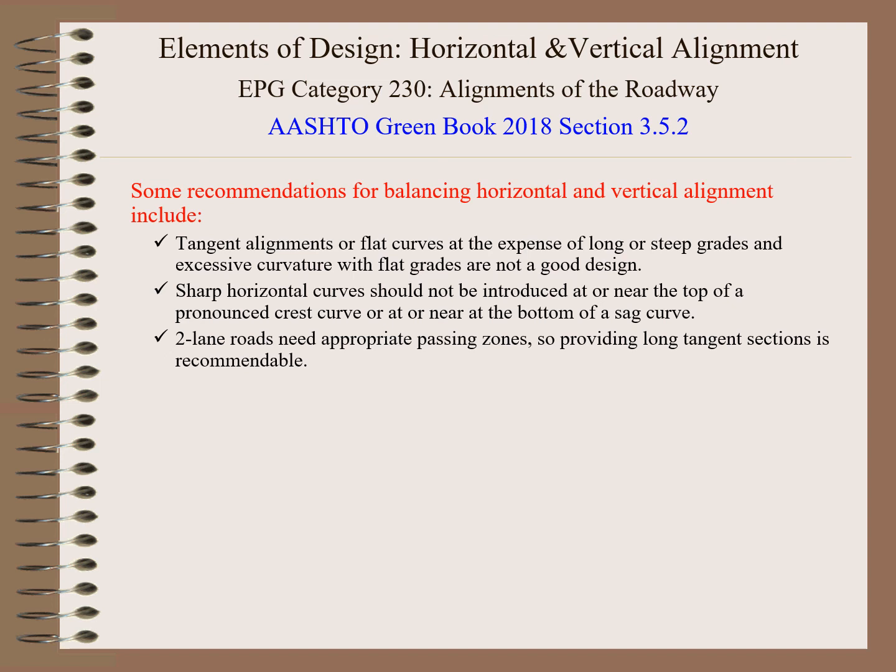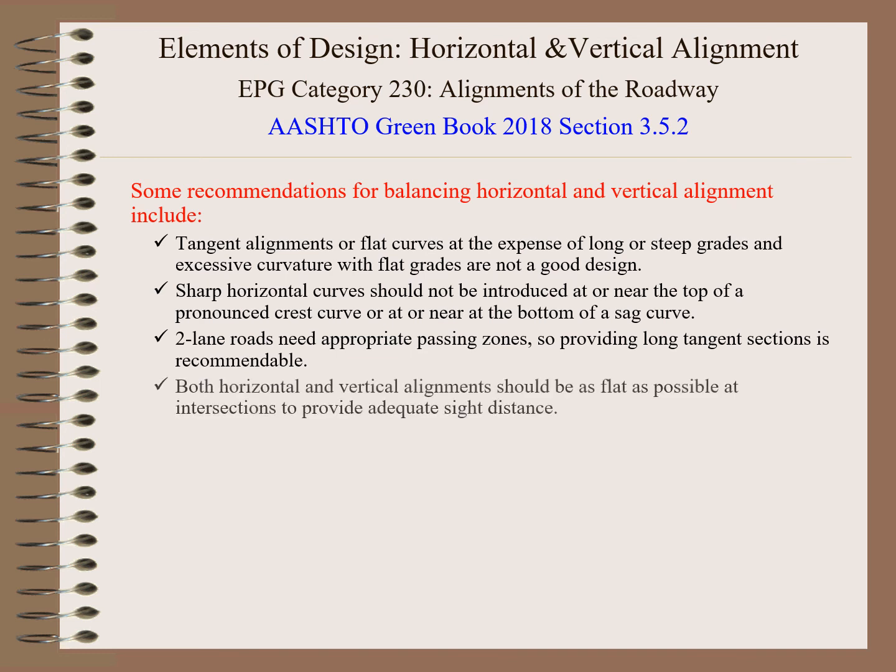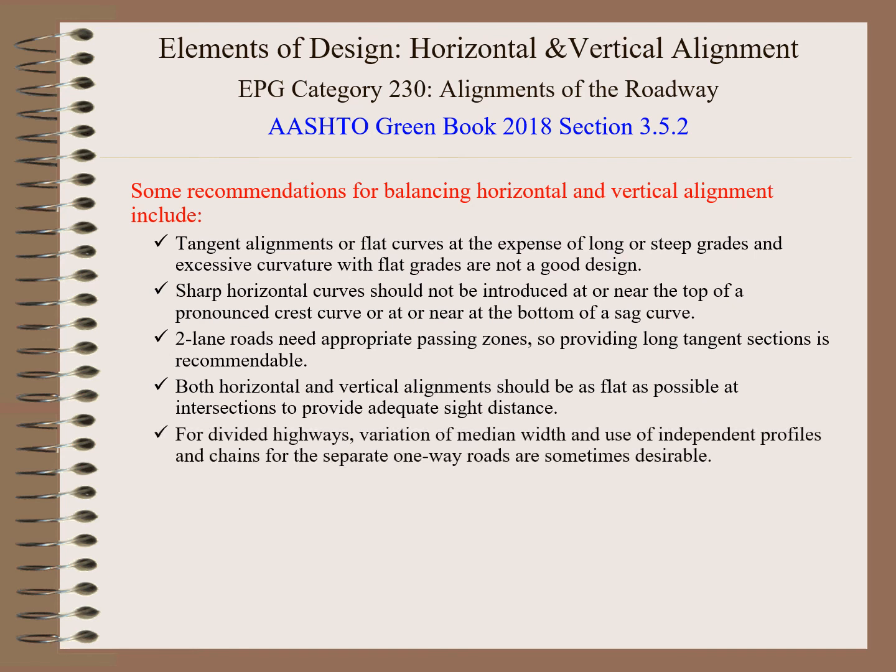Two-lane roads need appropriate passing zones, so providing long tangent sections is recommendable. Both horizontal and vertical alignments should be as flat as possible at intersections to provide adequate sight distance. For divided highways, variations of median width and the use of independent profiles and chains for separate one-way roads are sometimes desirable.